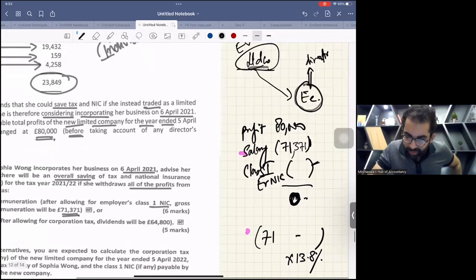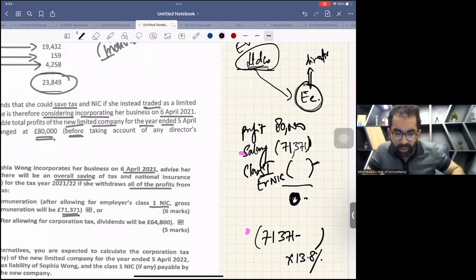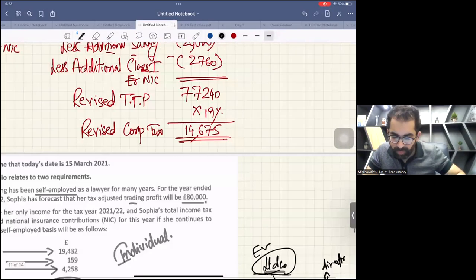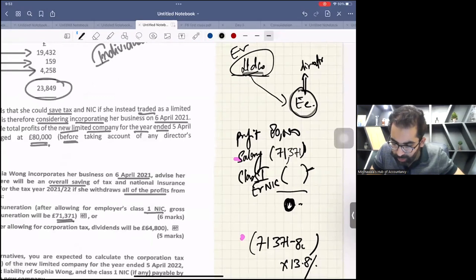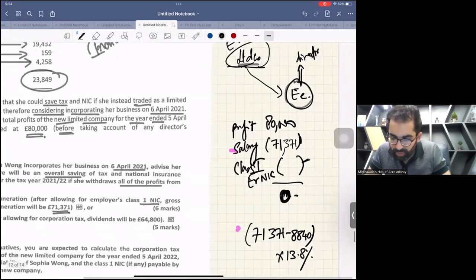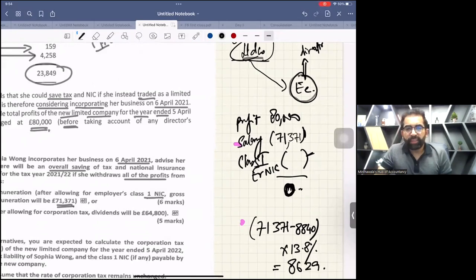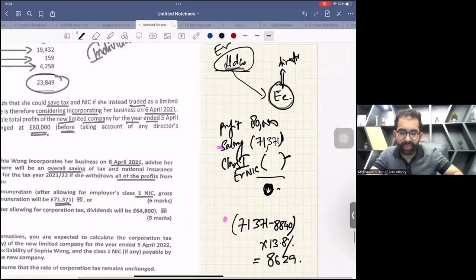So your salary is 71371. And hope you remember the bands. These are the bands. The first band is 8840. So 71371 less 8840 times 13.8% is 8629. This is your class one employer NIC.